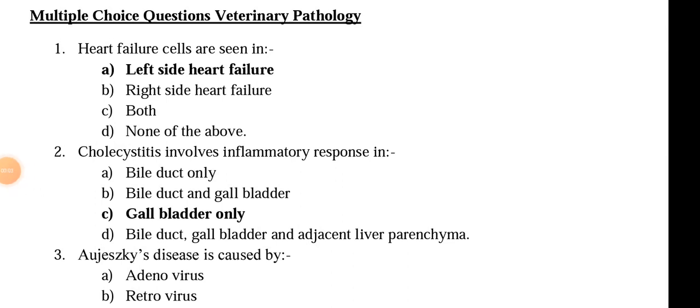Multiple choice questions in veterinary pathology. Heart failure cells are seen in left-sided heart failure. Cholecystitis involves inflammatory response in the gallbladder only. Cystitis means inflammation of the bladder.